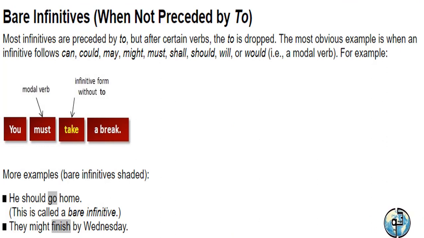Bare infinitives: when not preceded by to. Most infinitives are preceded by to, but after certain verbs, the to is dropped. The most obvious example is when an infinitive follows can, could, may, might, must, shall, should, will, or would. That is a modal verb. For example, you must take a break. Here must is a modal verb and take is the infinitive form without to.